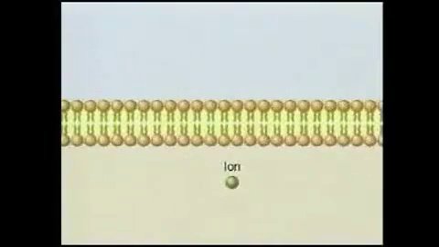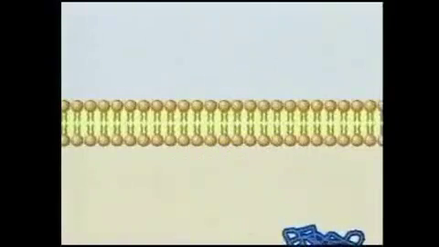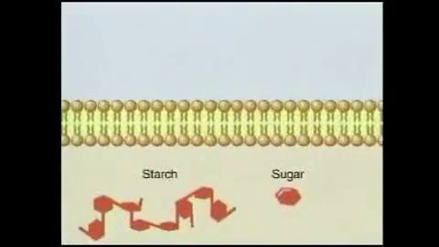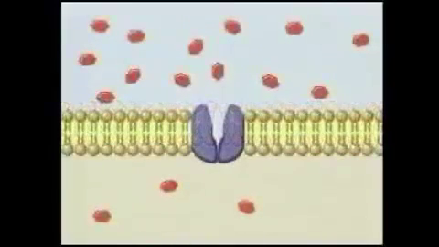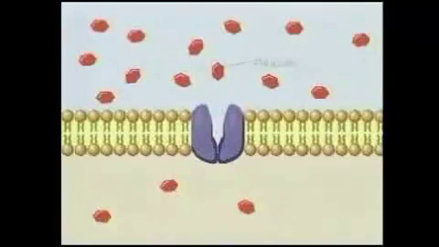On the other hand, molecules with strong electrical charges such as sodium and potassium ions cannot simply diffuse into the membrane due to their charges. Large molecules like protein, carbohydrates such as starches and sugar may also not diffuse easily. This kind of molecules needs a special facility called carrier protein in order to pass through.